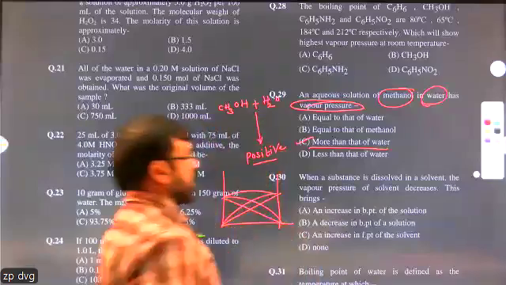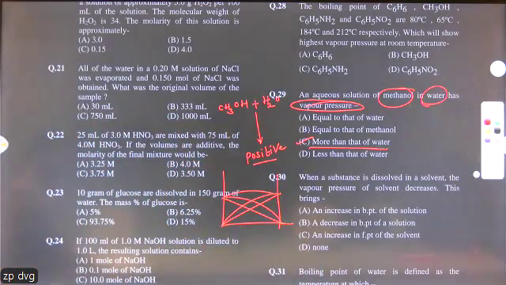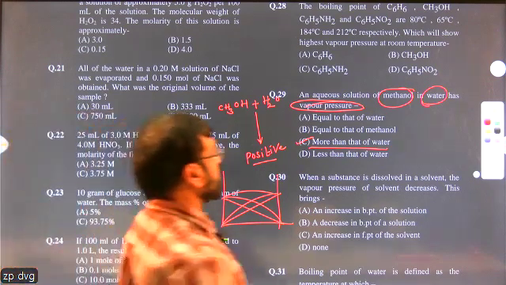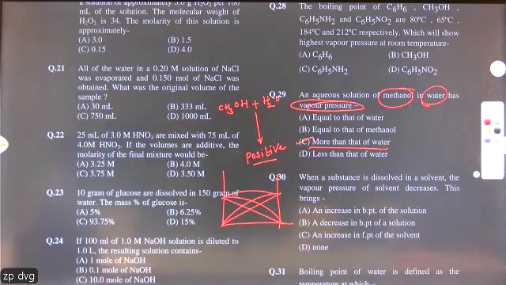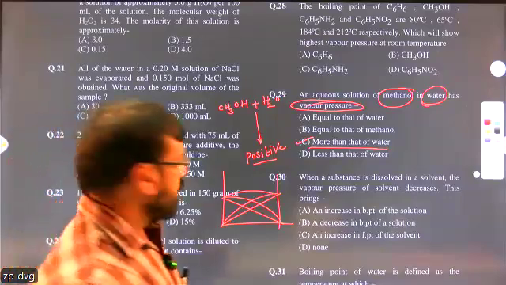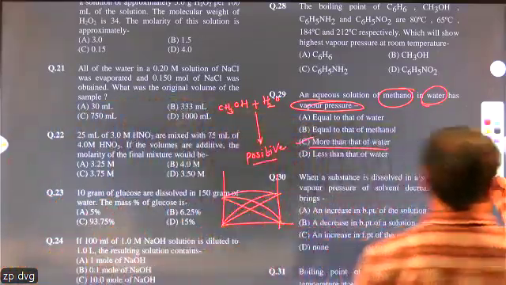Option C is the correct answer for that. Option C is the correct one. Vapor pressure increases more than that of water. That is question number 29. Let us go for question number 30.